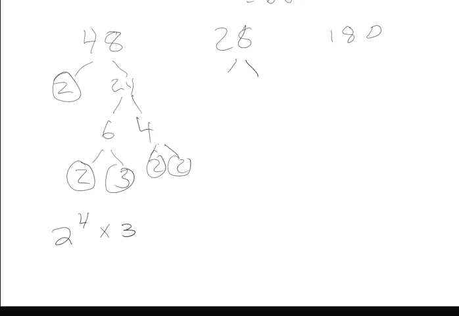Now let's do 28. 28 is 4 times 7. 7 is prime. 4 is 2 times 2, and those are both prime. So this is 2 squared times 7.